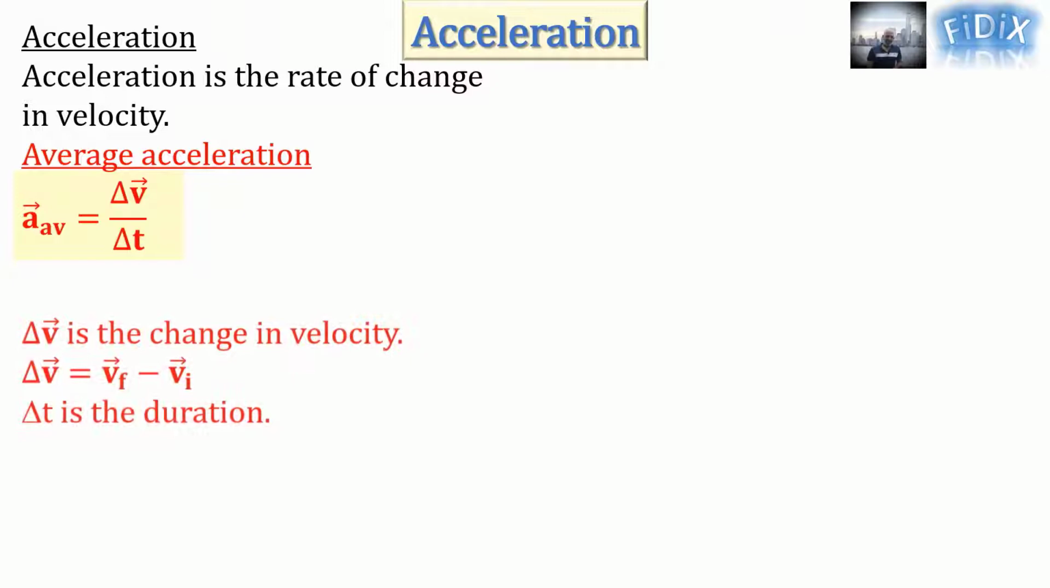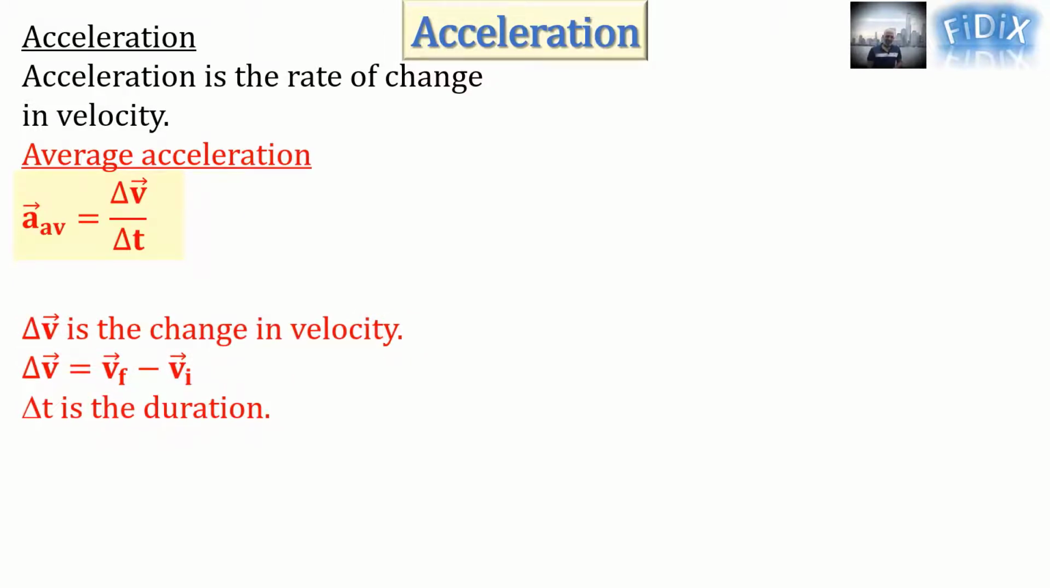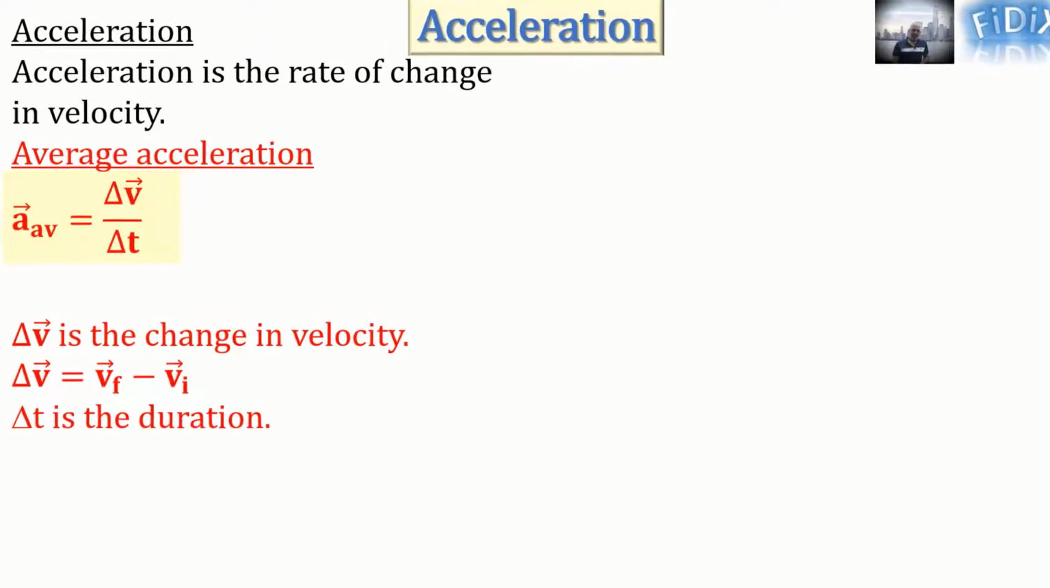In this video, we will talk about the acceleration. Acceleration is the rate of change in velocity. Like velocity, it can be average or instantaneous. Average acceleration is given by the formula vector a_av equals delta V over delta t, where delta V is the change in velocity and delta t is the corresponding duration.